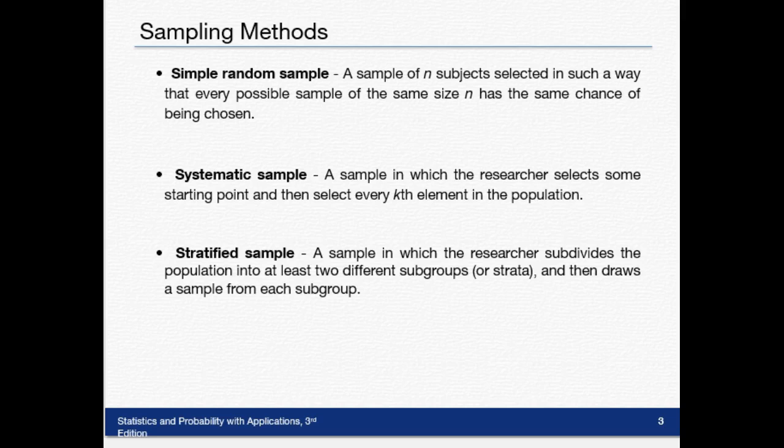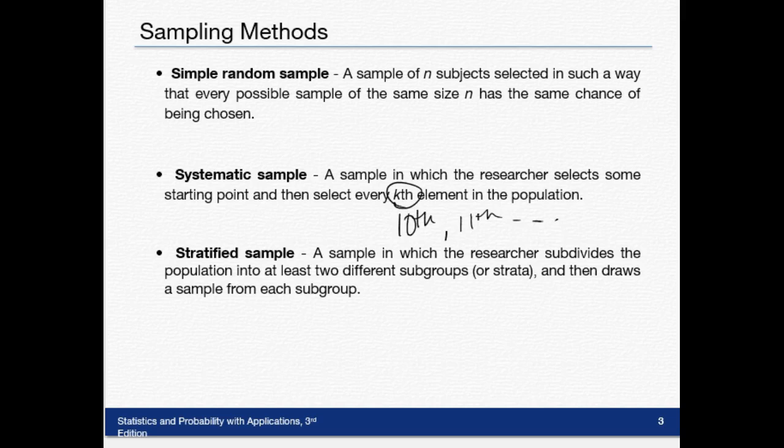A systematic sample. A sample in which the researcher selects some starting point and then selects every kth element in the population. So that's like you pick every 10th person. Don't let this trip you up. It's like every 10th or 11th or whatever, 20th. So there's some system to the way you do it. Every other row, something like that.